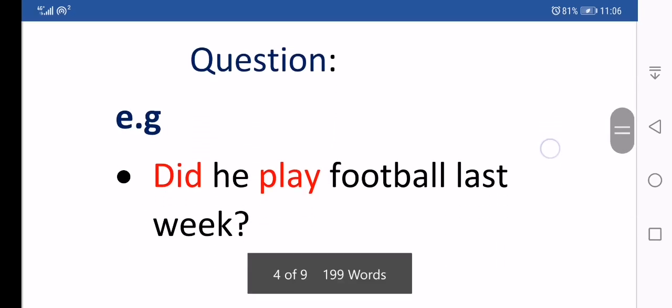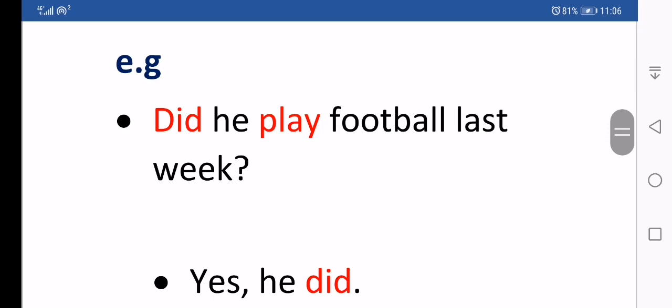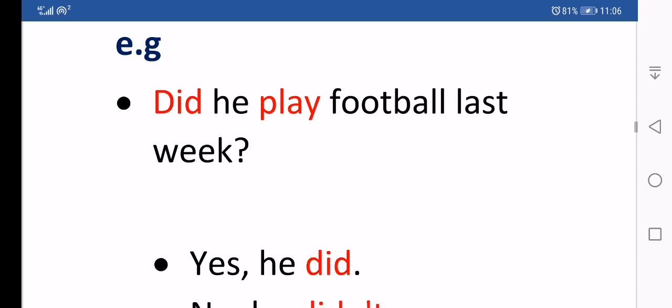How do we make questions in the past? If we have an ordinary verb like play, eat, drink, read, study, etc., we use the helping verb did at the beginning of the question. For example, we say, did he play football last week? As you can see, we have did at the beginning of the sentence plus the subject plus the main verb play, which is in the base form. So, did he play football last week?